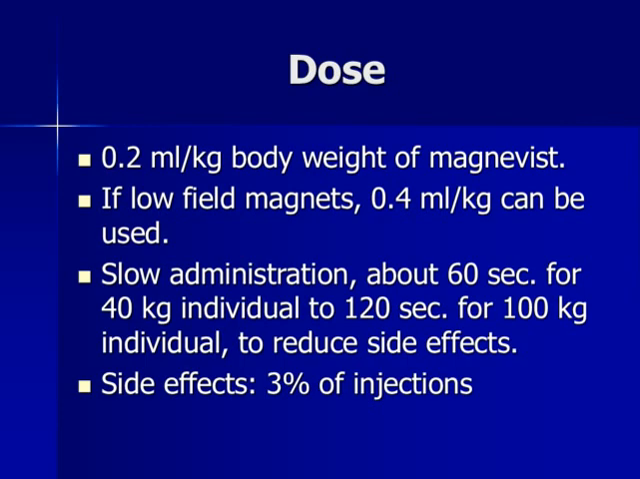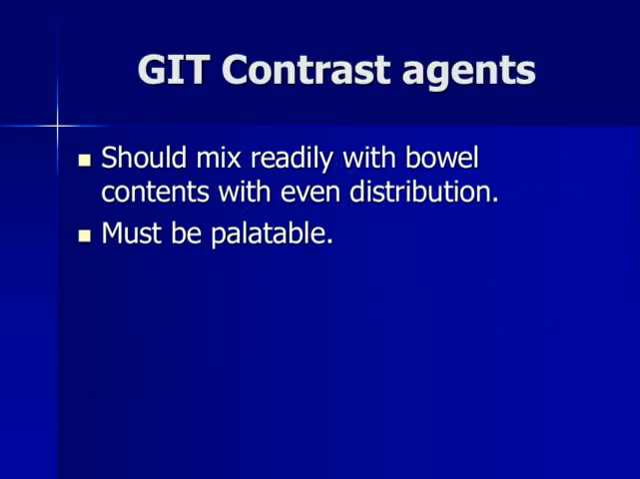Okay? Slow administration, about 60 seconds for a 40 kilo individual. Someone who weighs 40 kilo, you give it in 120 seconds. For 100 kilo, you increase the duration to reduce the possible side effects, and it's only in about 3% of injections. I think we have a few more minutes for GI contrast agents.